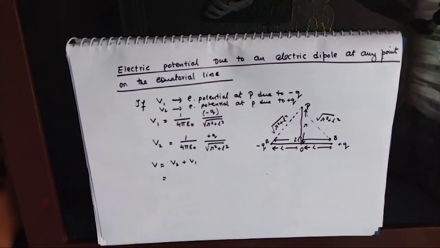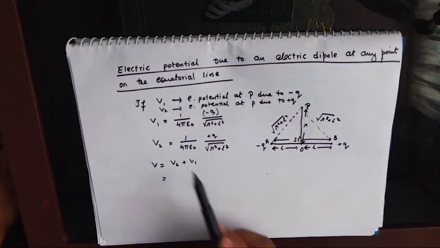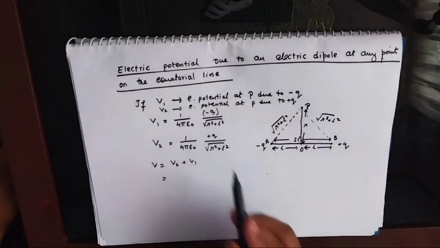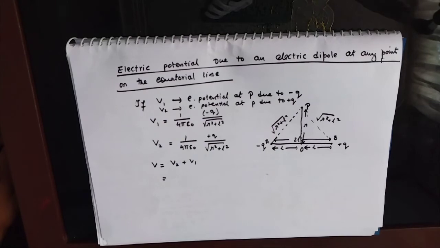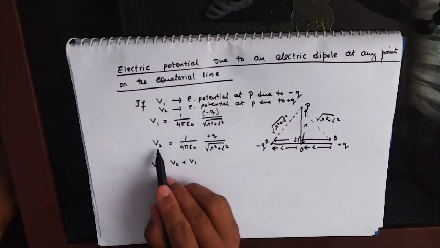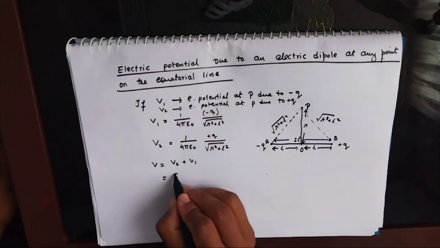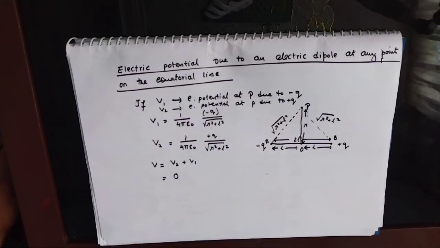As we can see from here, V1 and V2 are equal but different in sign. V1 is with minus Q, V2 is with plus Q. So what is V then? V is 0. Hence, the electric potential due to an electric dipole at any point on the equatorial line is 0.